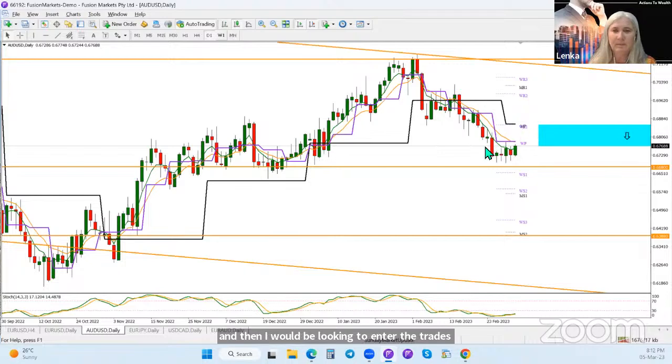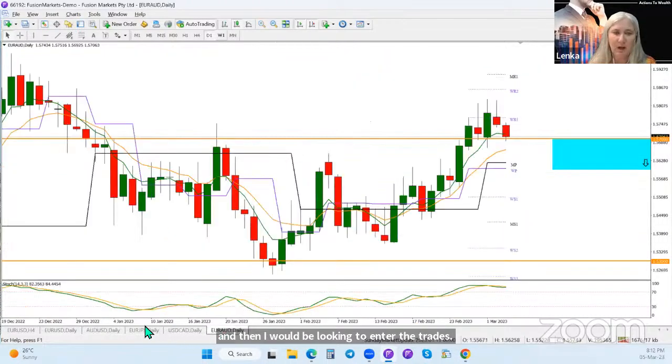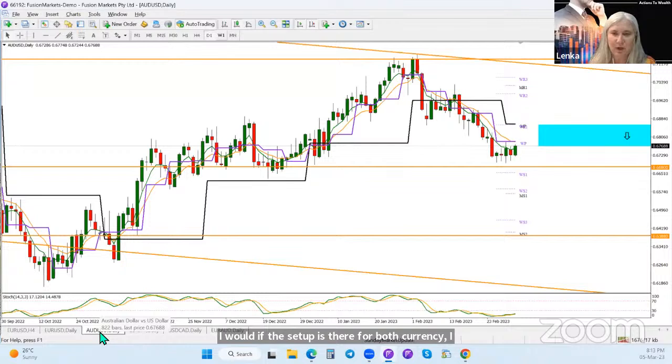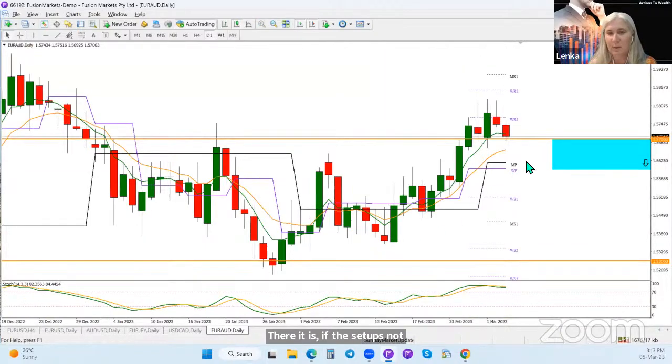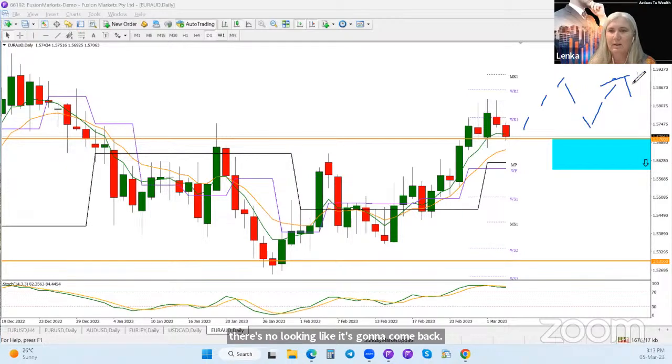If the setup is there for both currencies, I would enter that trade in the same direction for both currencies. If the setup's not there, then I'll just take the one that obviously makes sense. So for example, if the Euro AUD just keeps going and it doesn't look like it's going to come back, or maybe it comes back but just retests and keeps going, then obviously I'm not trading that. That just keeps going. Goodbye, thank you, and not my trade. Okay.